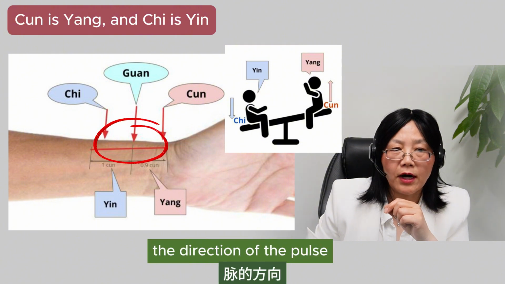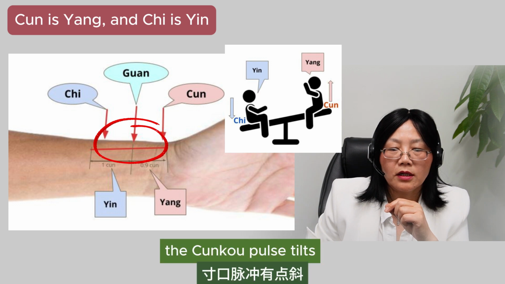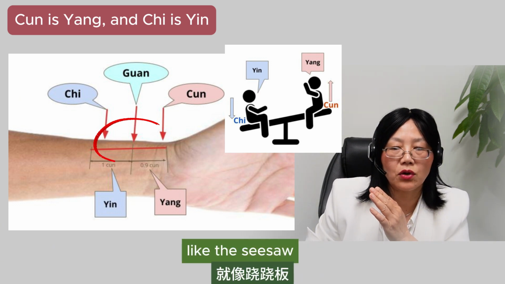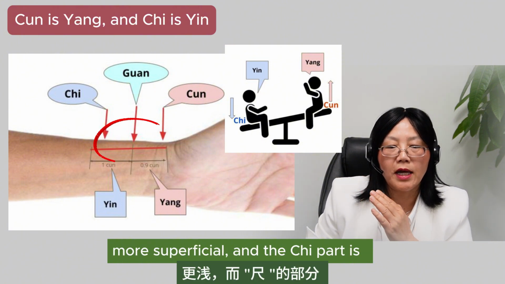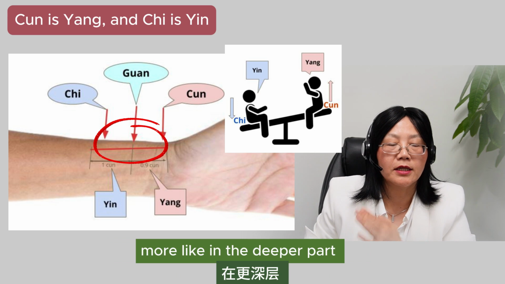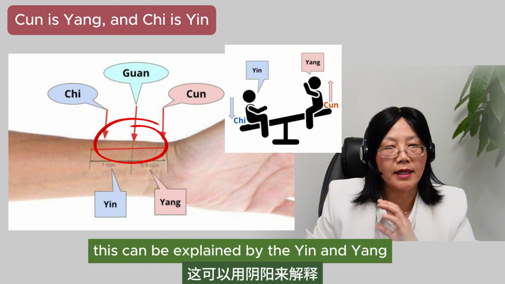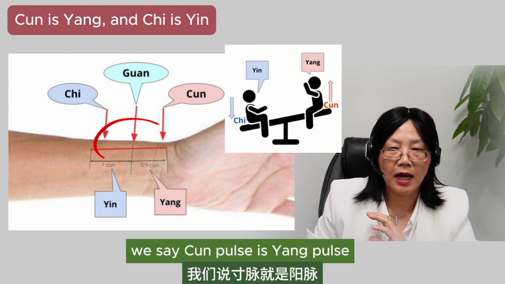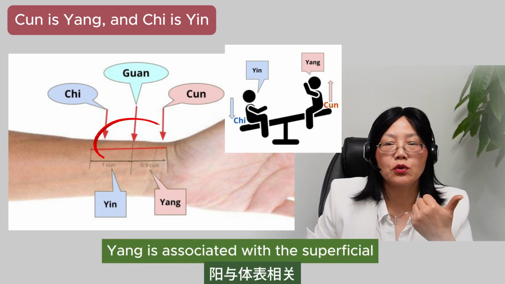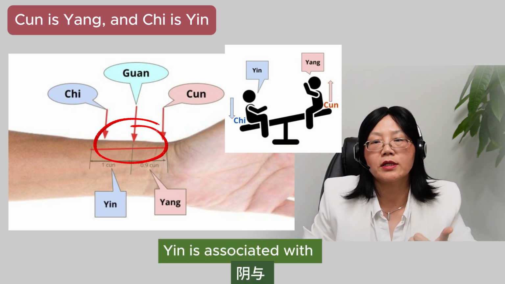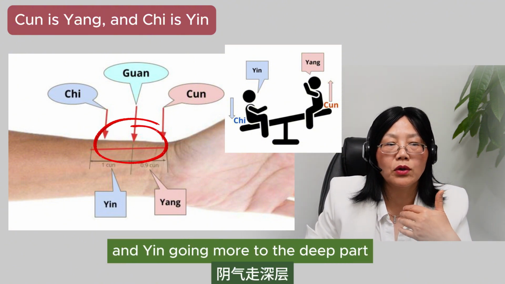If you look at the direction of the pulse, it's not directly horizontal. The Cunkou pulse tilt like the seesaw. The Cun part a little tilt to the superficial, more superficial, and the Chi part is more like in the deeper part of this portion. This can be explained by the yin and the yang. We say Cun pulse is yang pulse, Chi pulse is yin pulse. Yang associated with superficial, yin associated with deeper part of the body. Yang qi going upward and the yin going more to the deep part.